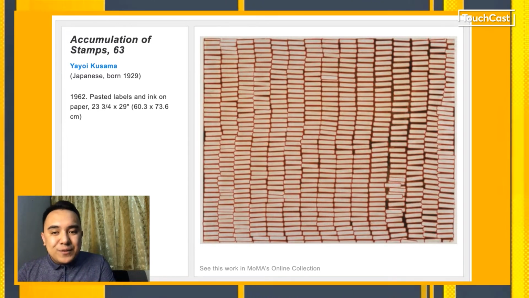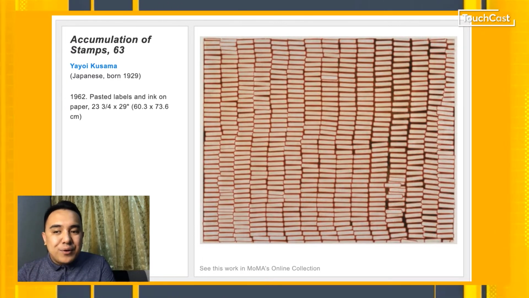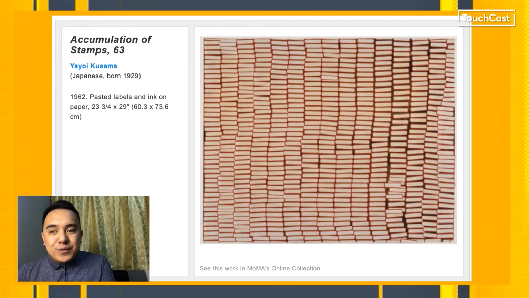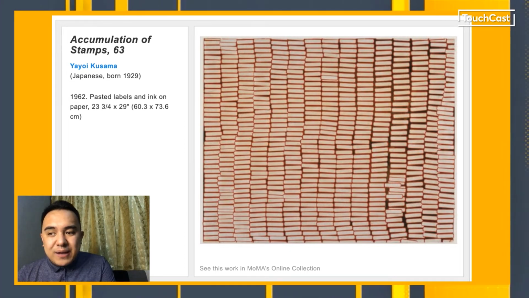If it's not too clear on your screens right now, kindly open another tab or go online, go to Google, and then look for Accumulation of Stamps, comma 63 by Kusama Yayoi.